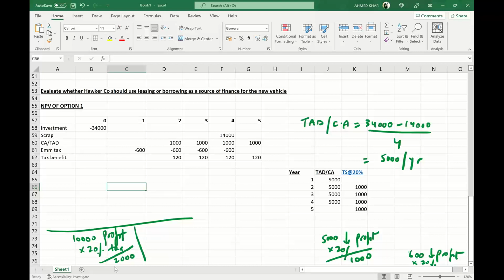Let's suppose depreciation came or emission tax came. So how much is the depreciation? 5,000 each year. If 5,000 depreciation came each year, then your profit fell by 5,000. From 10,000 profit, due to depreciation, profit became 5,000. So now you have to pay 20% tax on 5,000 only. That's 1,000. So you see, depreciation reduced your profit and reduced tax by 1,000. This is what tax benefit is.